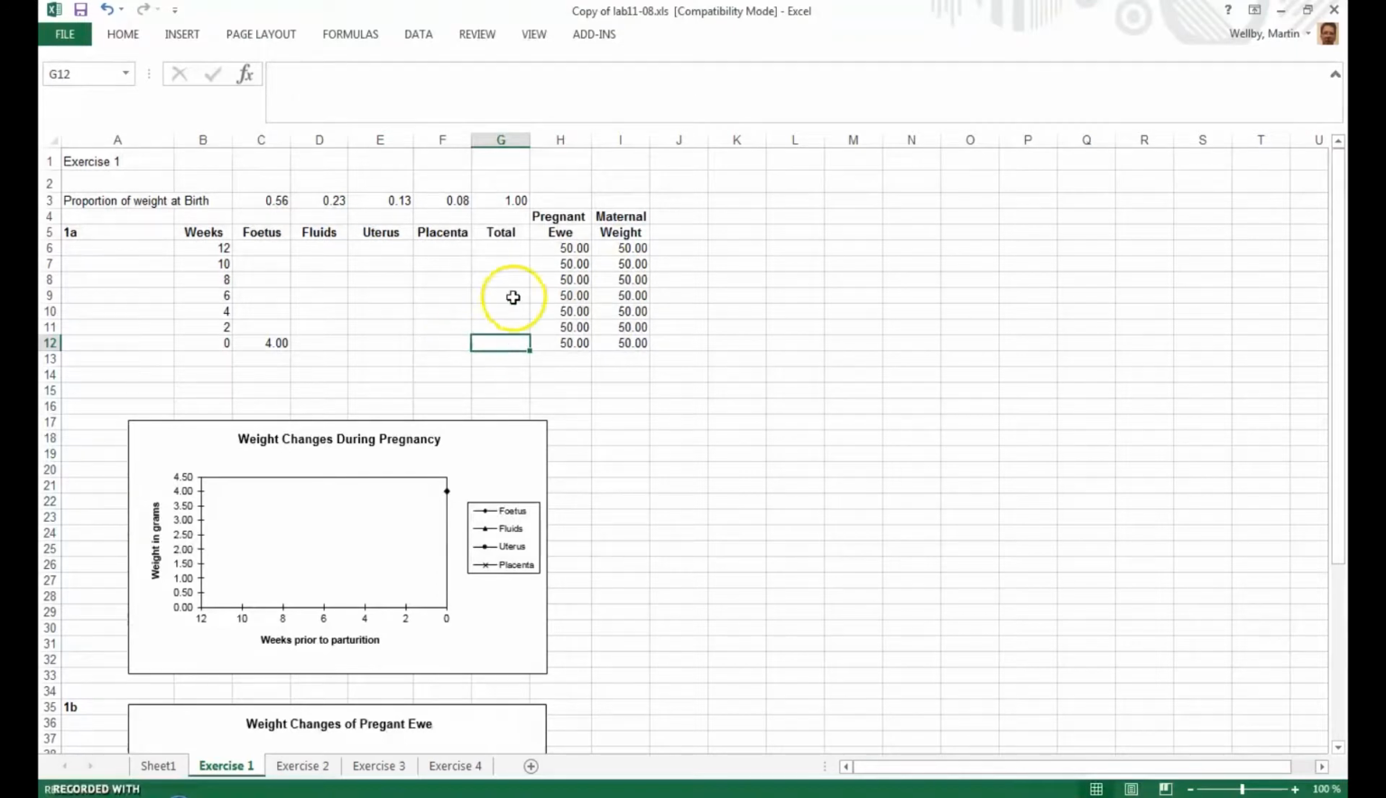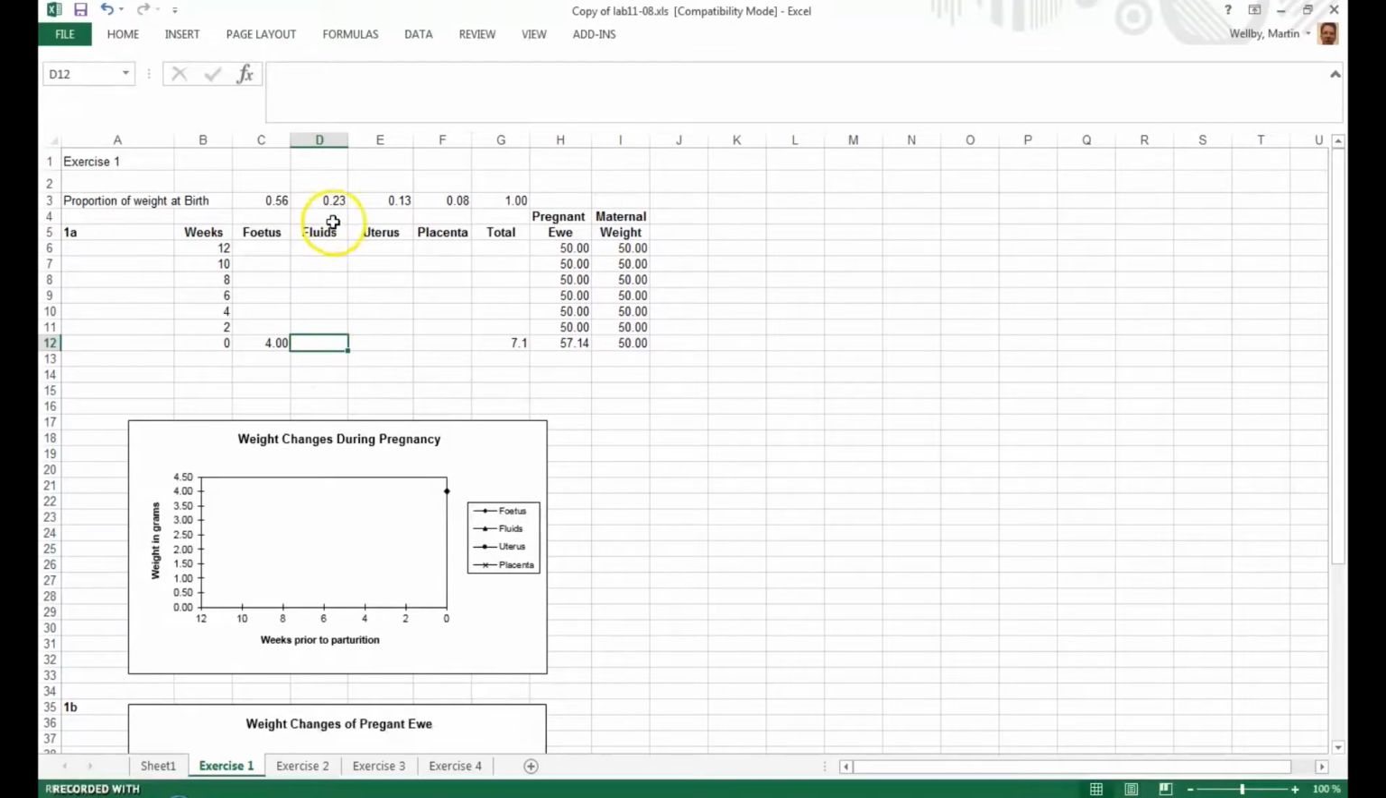So it means that this number here I can work out by just taking the 4 kilograms, dividing it by 0.56, and that tells me that the weight of all of the components comes to 7.1 kilograms.